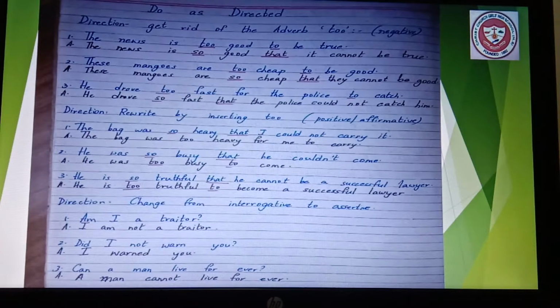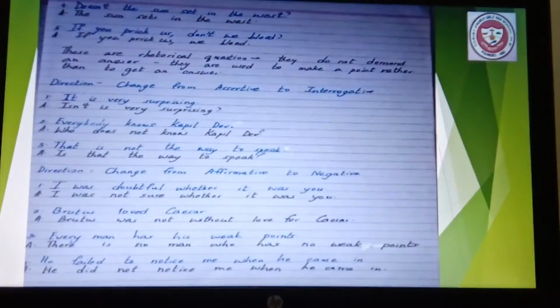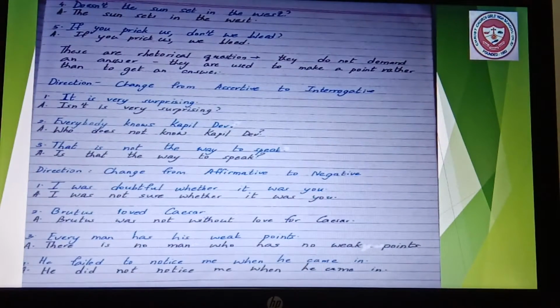Am I a traitor? That's positive. And when it's changed, it becomes negative. I am not a traitor. Similarly, you see here, it is very surprising. Isn't it very surprising? I'm very sorry, it'll be, isn't it? Very surprising. Everybody knows Kapil Dev. Who does not know Kapil Dev? That is not the way to speak. Is that the way to speak? So, this is how we change.